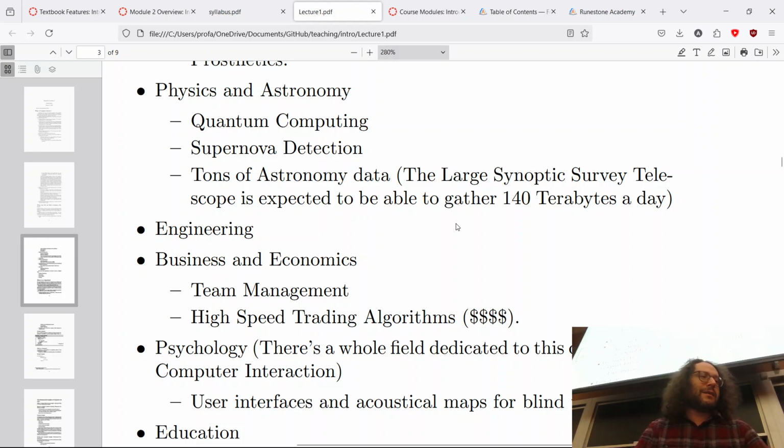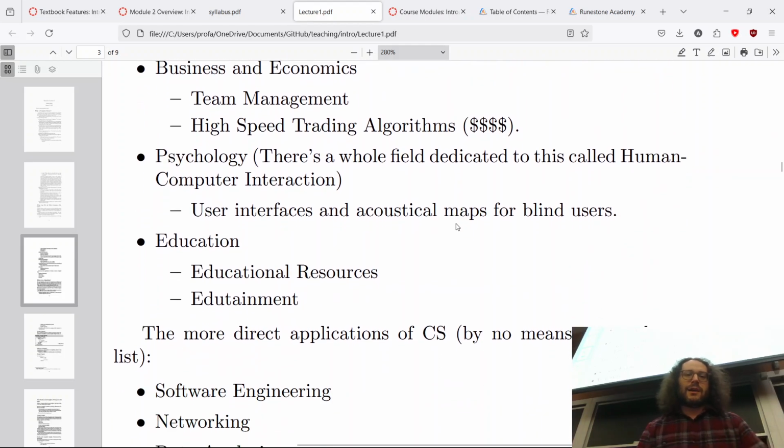Engineering, that cross-section is fairly obvious. There's a lot of engineering that requires programming. Business and economics: a lot of problem solving involves dealing with big problems, which involves managing people and managing tasks. There are a lot of computer science techniques that do help with that.